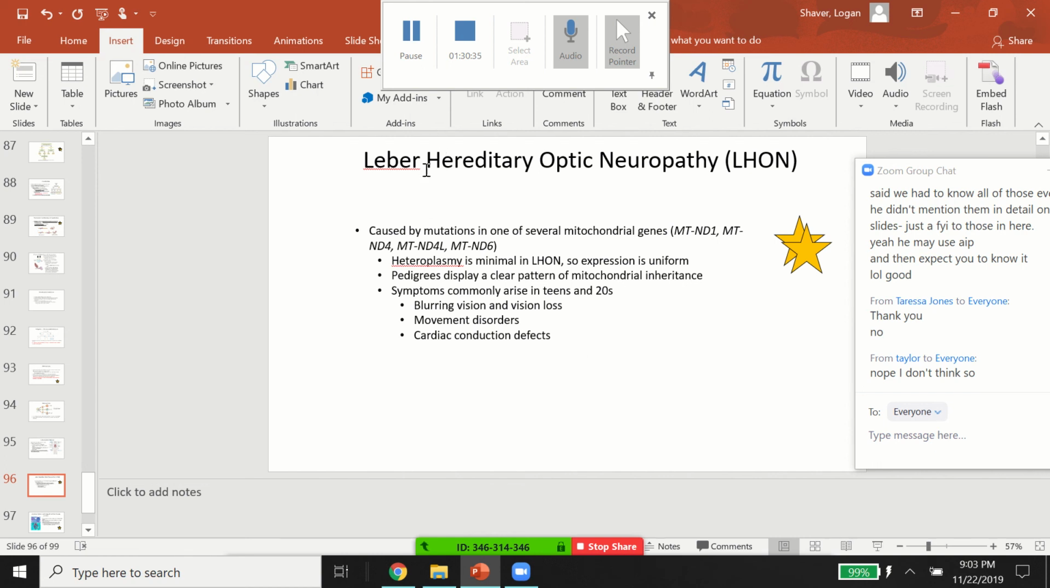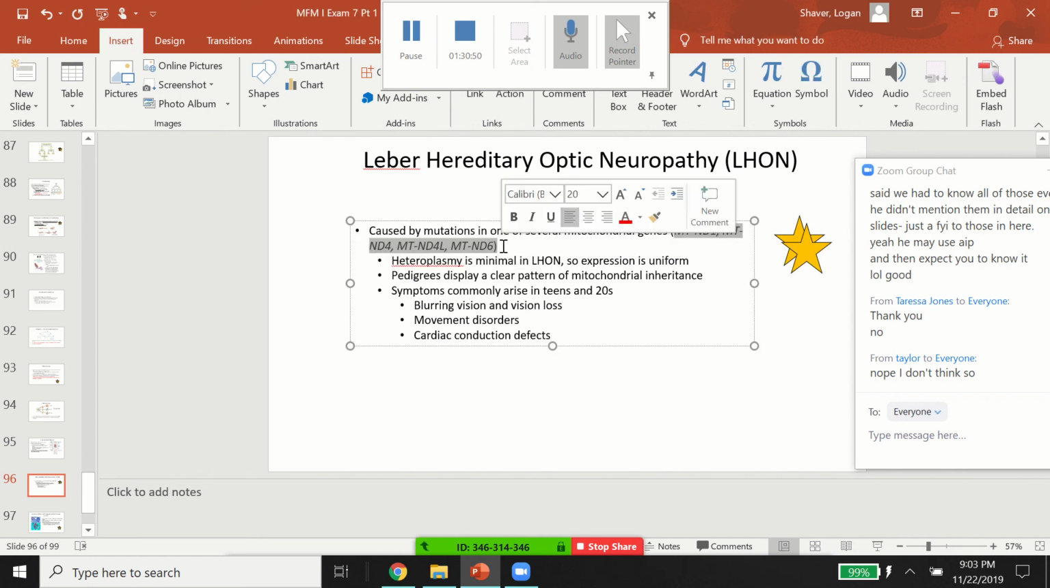Okay, so Leber hereditary optic neuropathy, so LHON. What is that? It's caused by mutations in one of several mitochondrial genes. It could be any of these. Honestly, they all have the same pattern, right? So MT-ND1, ND4, ND4L, or ND6. Okay, so not too bad memorization wise.